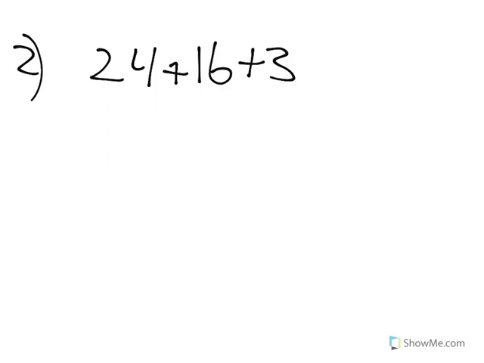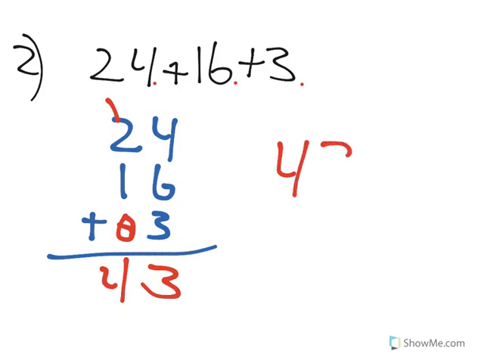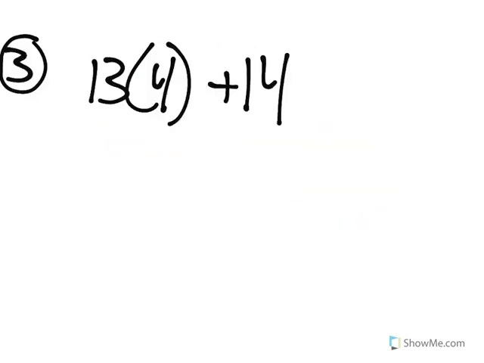Number 2, we're adding decimals again. Remember, put your decimal behind it so that you don't make a mistake. I'm going to add 24 plus 16 plus 3. I like to add a 0 there. As I add, 4 plus 6 is 10, plus 3 is 13. Carry the 1, that is a 0. 1 plus 2 plus 1 is 4, so my answer to this problem is 43.